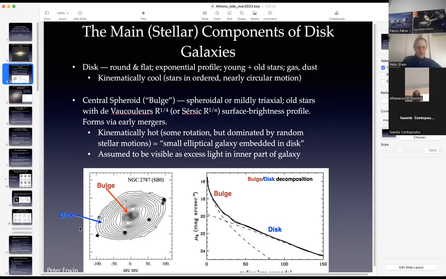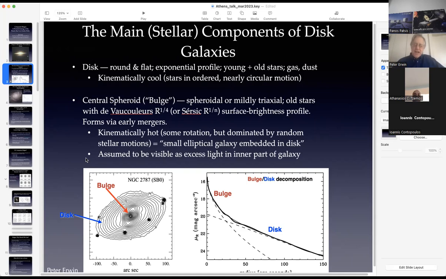And in this, I don't know if you can see my cursor, there's this galaxy here. The disk is oriented sort of diagonally. It's seen at an intermediate inclination, so it's kind of an elliptical structure. And then there's a bar, and then in the middle you have this higher surface brightness structure, which is the bulge. And this is supposed to be a spheroidal or mildly triaxial structure made up of old stars. It has a surface brightness profile, which is traditionally a de Vaucouleurs R^1/4. Slightly more modern is to say, well, it's a Sérsic profile. And it's thought to form via some sort of early merger process.